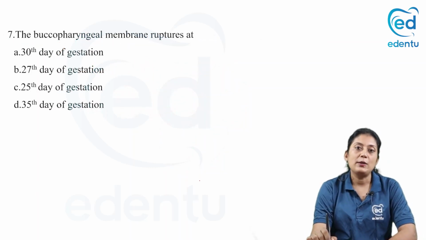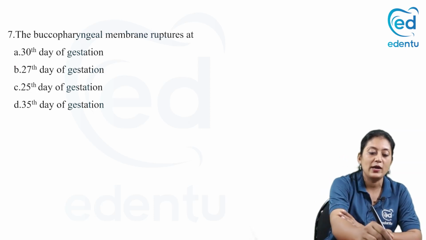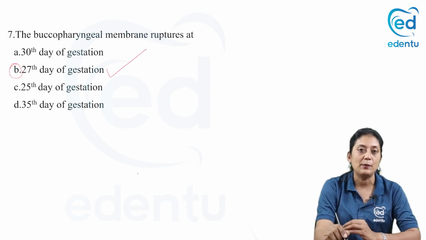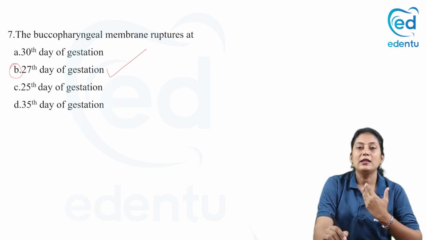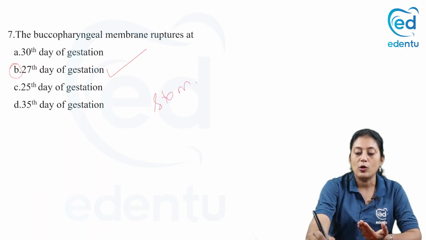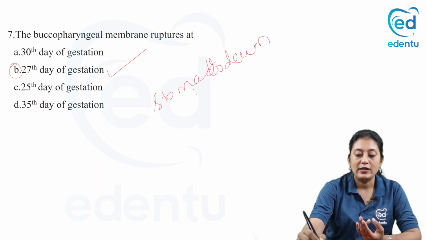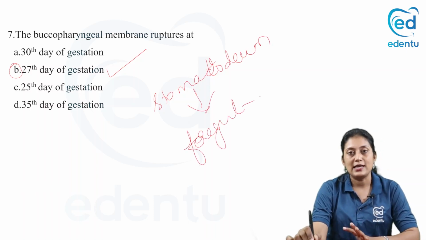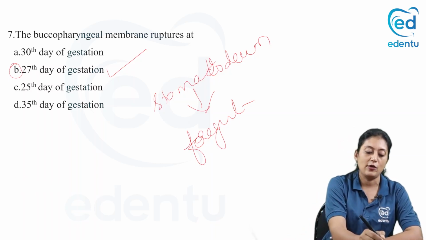The buccopharyngeal membrane ruptures at which day of gestation? It's a direct question, but it's very frequently asked. That is why I put that. The right answer is 27th day of gestation. Only when this membrane ruptures, the primitive oral cavity, which is also called stomatodeum, establishes a connection with the foregut. This connection is established only by the rupture of the buccopharyngeal membrane that happens on the 27th day of gestation.